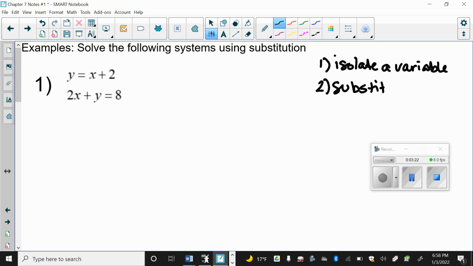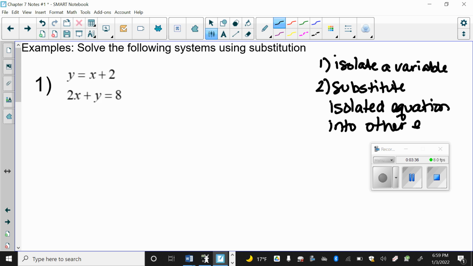So what we're then going to do is substitute the isolated equation into the other equation. I'm going to take what y equals, x plus 2, and I'm going to substitute that into the other equation for y. And substituting works just like you would substitute in sport, or for example, today you have a substitute teacher. That substitute teacher is there because I am not.